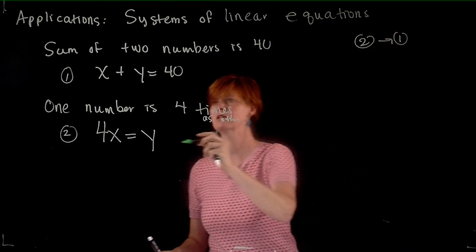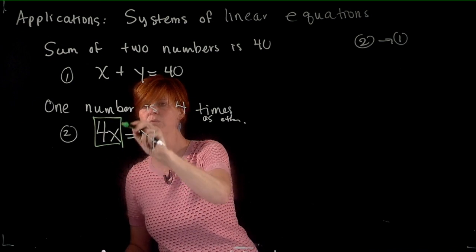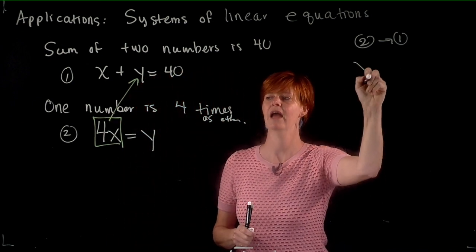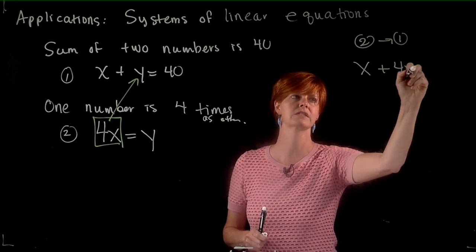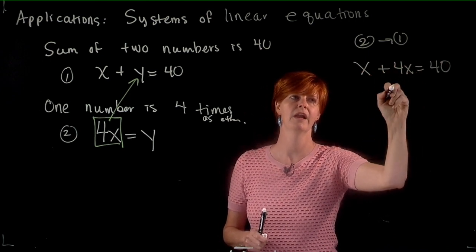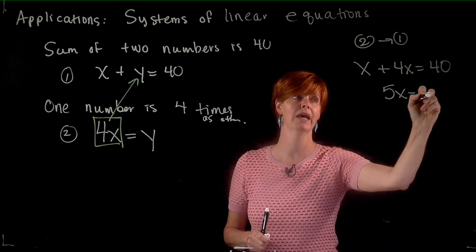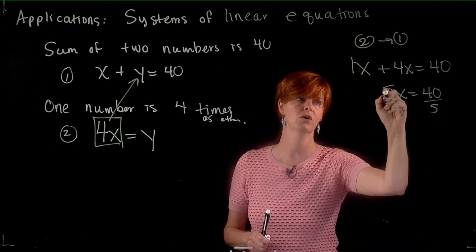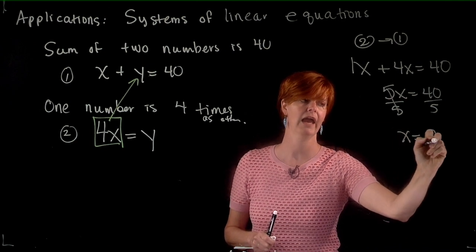So going back to my green box, this one is going to get plugged into that one, and I have x plus 4x is 40. Now I have an equation with one variable, and I can solve it by adding the like terms and dividing the coefficient, and I have 8.